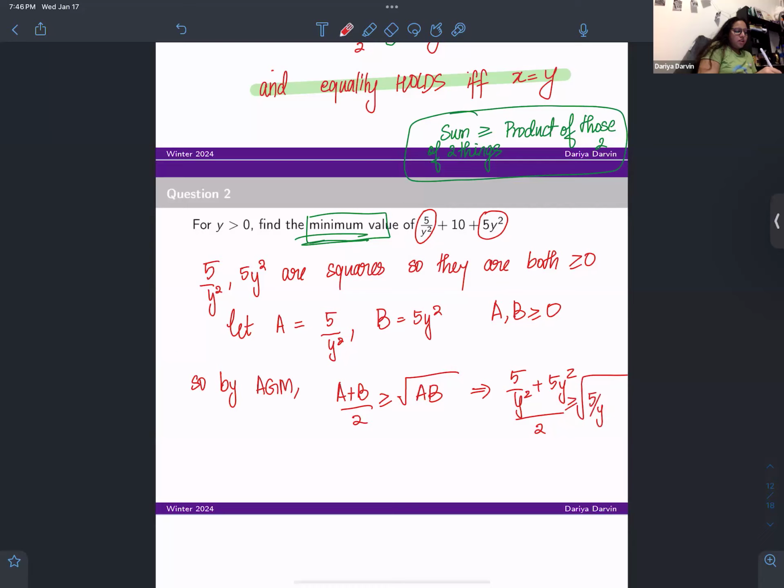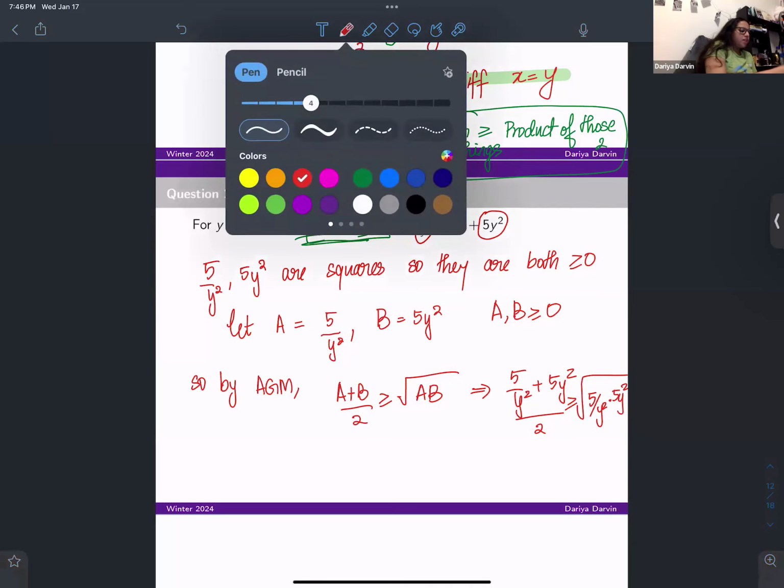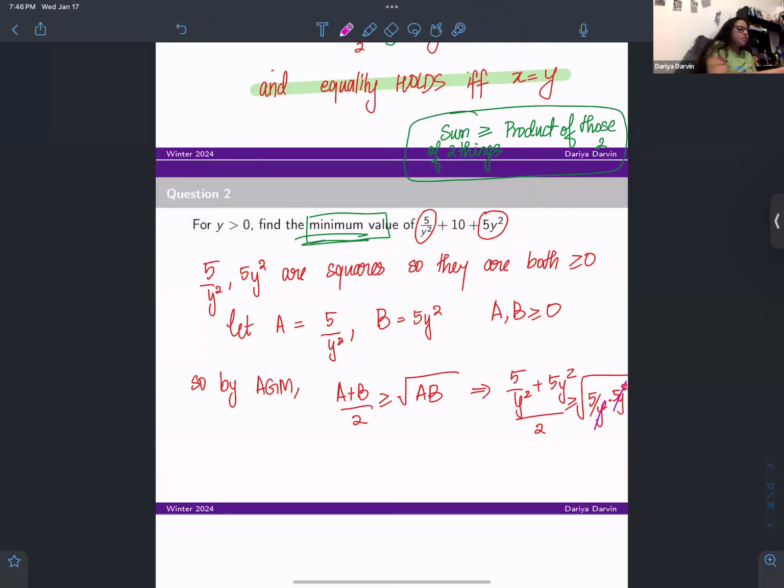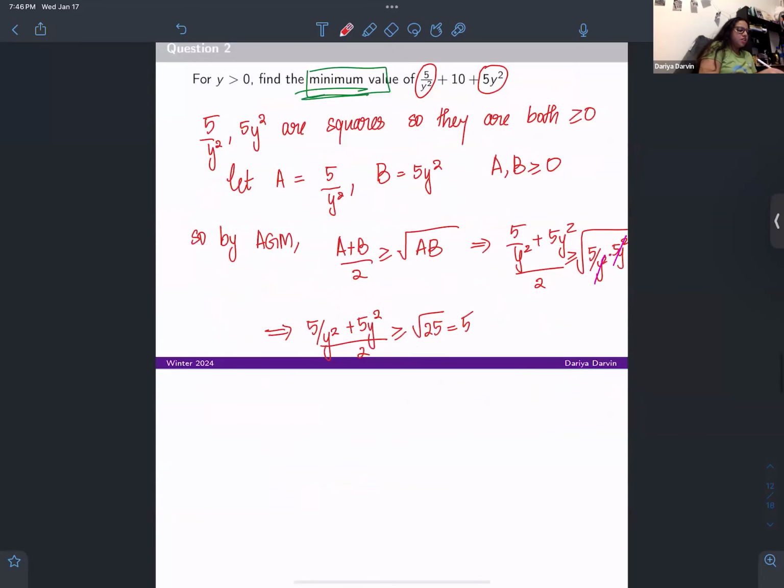the square root of 5 by y squared times 5y squared. So the y squared and the y squared will cancel here. That's what's special here. So you'll end up with (5 by y squared plus 5y squared) by 2 greater than or equal to the square root of 25, which is 5. In other words, you get 5 by y squared plus 5y squared bigger than or equal to 10.